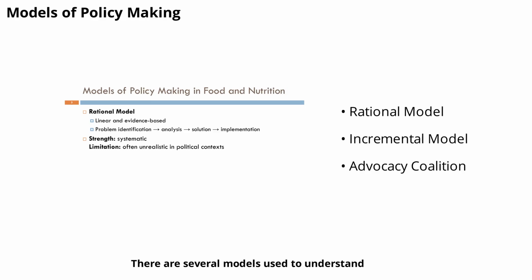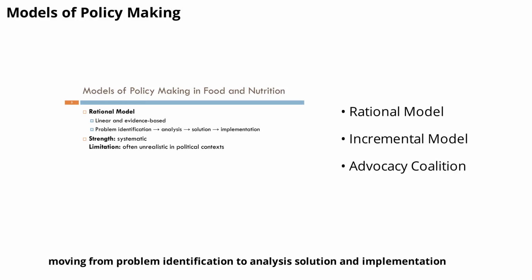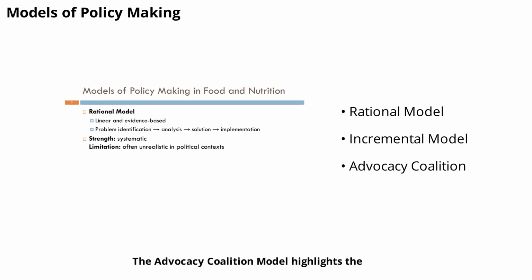There are several models used to understand how food and nutrition policies are made. The rational model is linear and evidence-based, moving from problem identification to analysis, solution, and implementation. While systematic, it can be unrealistic in political contexts. The incremental model sees policy changes as gradual, building on existing policies. It's politically feasible but can be slow to respond to urgent issues. The advocacy coalition model highlights the role of interest groups and coalitions, where evidence competes with values and power. Each model offers unique insights into the policymaking process.